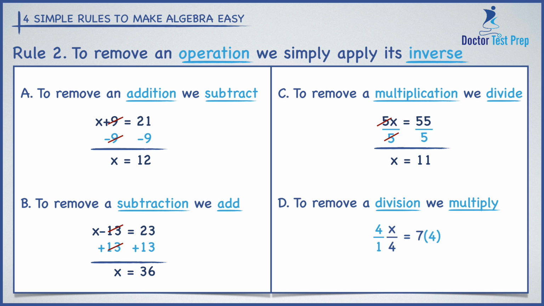So let's see how this makes things simpler. Those two 4s there on the left-hand side now cancel. So that leaves me with x over 1 or x. And on the other side, I have 7 times 4 is 28. So my answer is simply x is equal to 28. Okay, so rule number 2: to remove an operation, we simply apply its inverse to both sides of the equation.